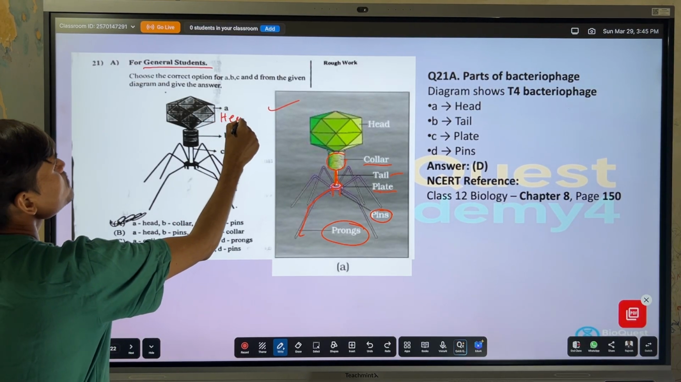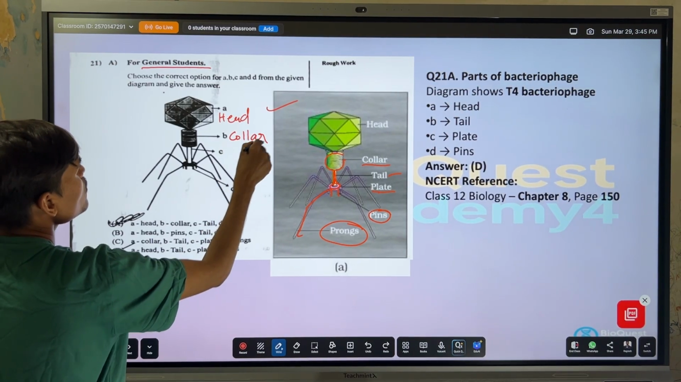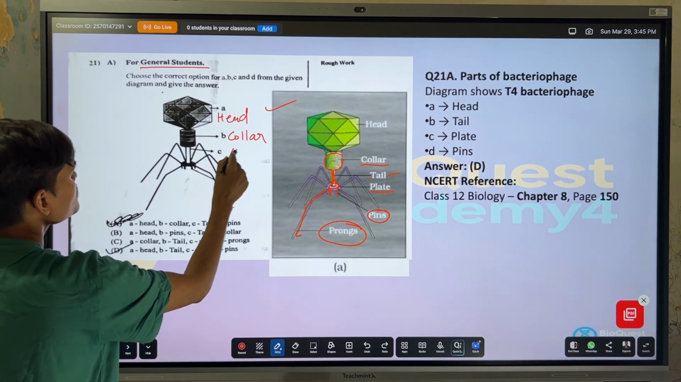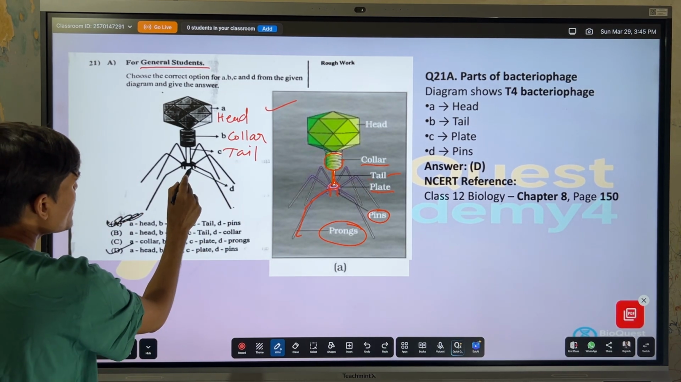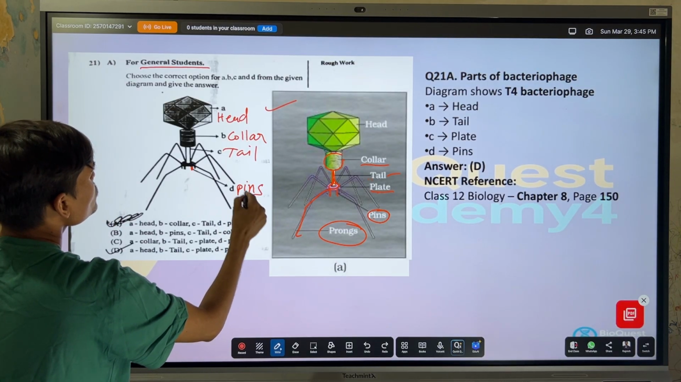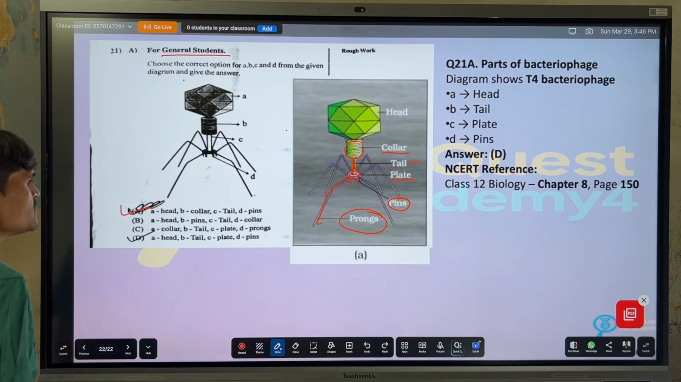A is head. B is collar. C is tail. And this portion means pins. So head, collar, tail and pins. The answer is A, that is good.